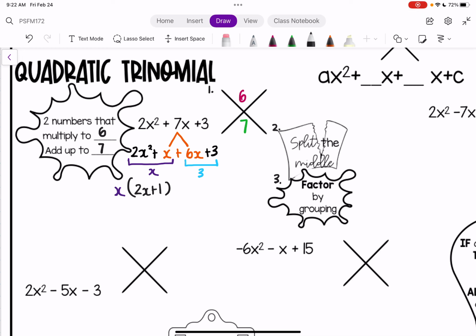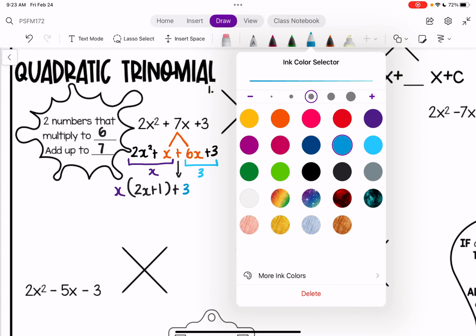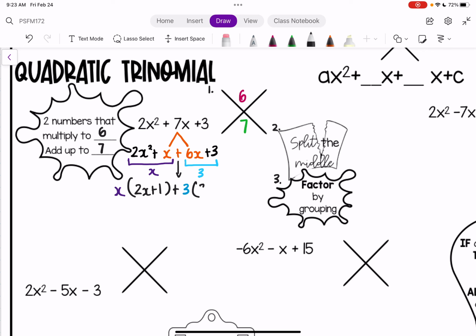And then we have a plus sign, so that operation comes down. And now we're going to factor out the 3. So now we have 2x plus 1. And now we can see that 2x plus 1 is common. So we know 2x plus 1 is common. So now we factor out the bracket. And inside we will have x plus 3.